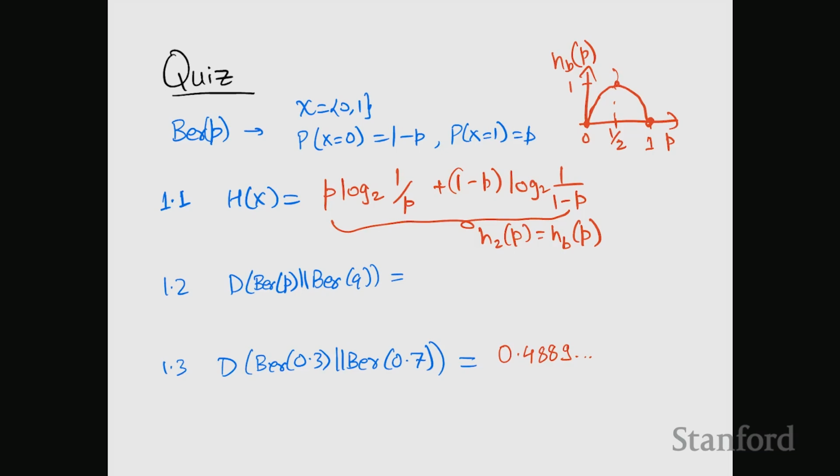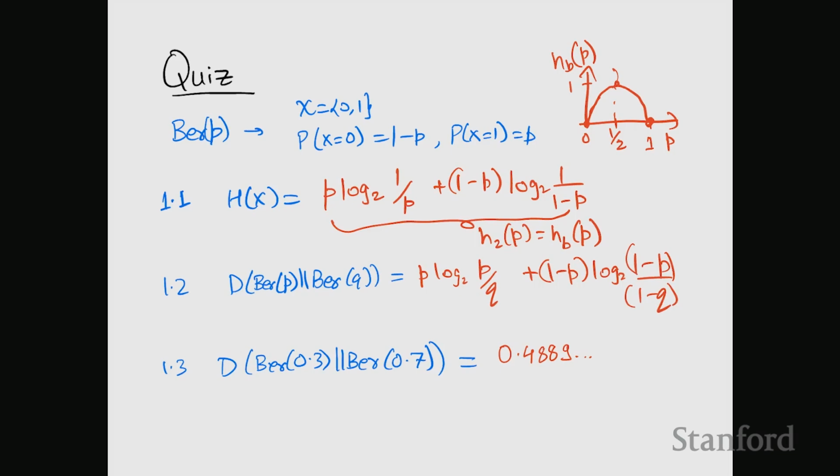Okay, please stop me if you have any questions. Then we asked you to do the KL divergence between Bernoulli P and Bernoulli Q. I will just write down the expression. Please talk to me later if you had any trouble. Again, it's just following the formula. Is this correct? Okay, I see some nods.